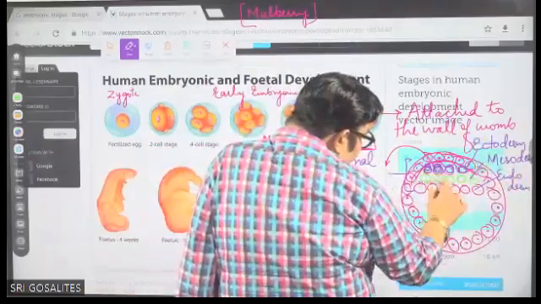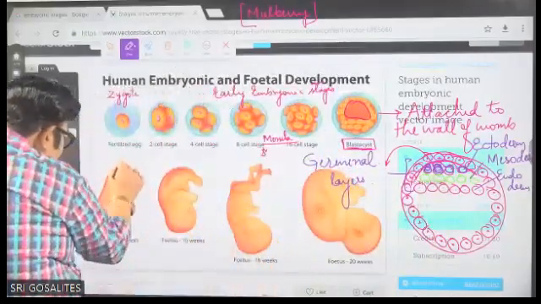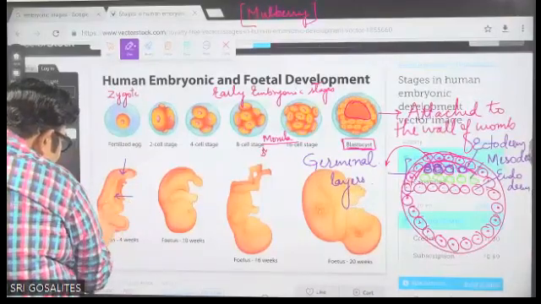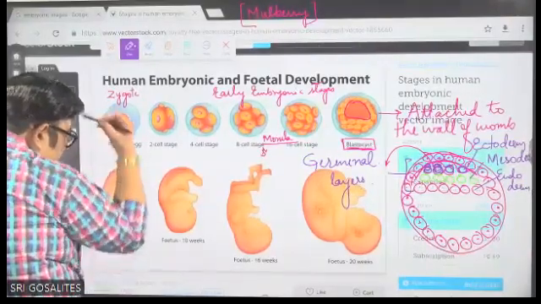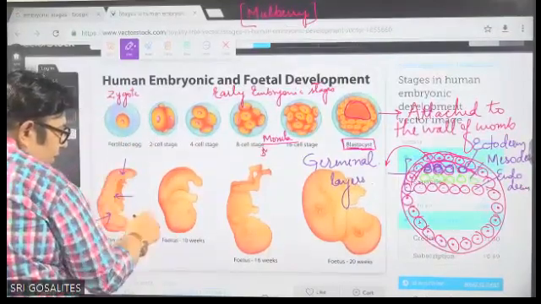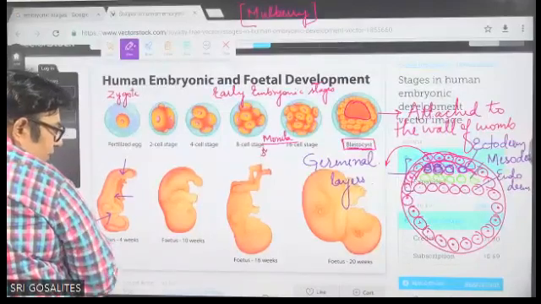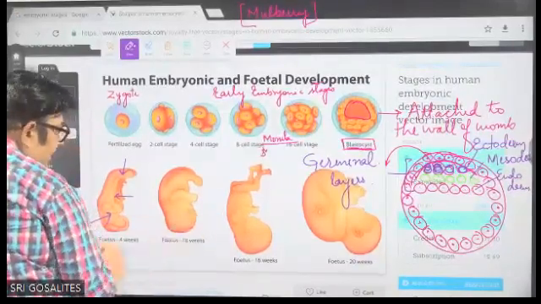Ectoderm, mesoderm, endoderm. Some body parts come from ectoderm, some from mesoderm, some from endoderm. For example, our skin and brain are formed by ectoderm, our muscles are formed by mesoderm, and our GIT, our alimentary canal, is formed by endoderm. I just gave you a little idea about that.